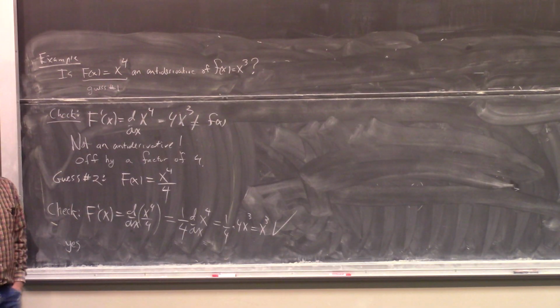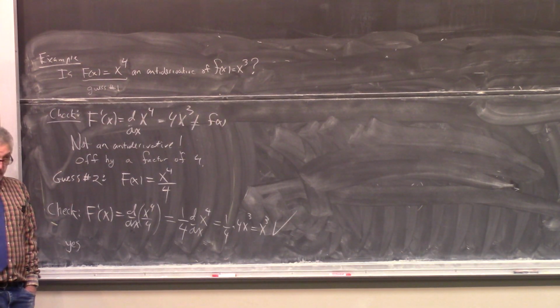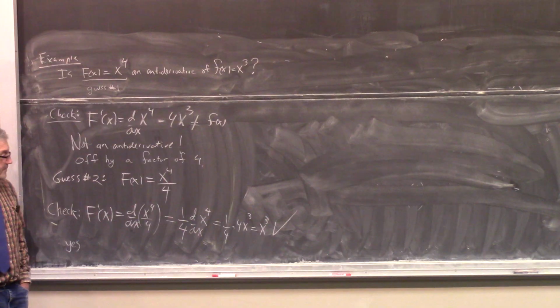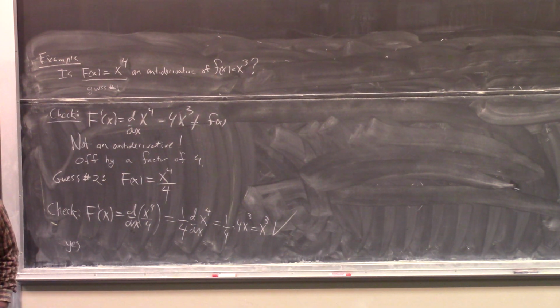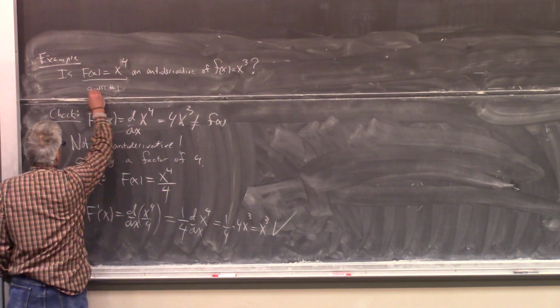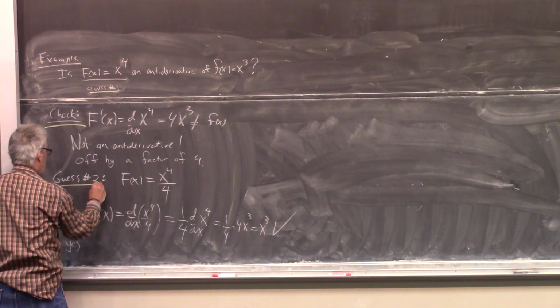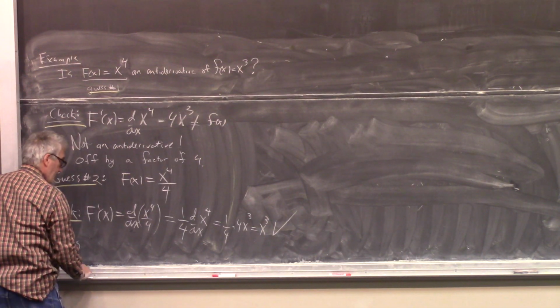This is what's called the guess and check method, and it's a great method. There's nothing wrong with this method. Soon enough we're going to be learning rules for finding antiderivatives. But even when you have a rule, you're going to want to check it. You're going to maybe want to use the rule to give you what you think is an antiderivative, then you're going to want to check it. So the guess and check method is really good.